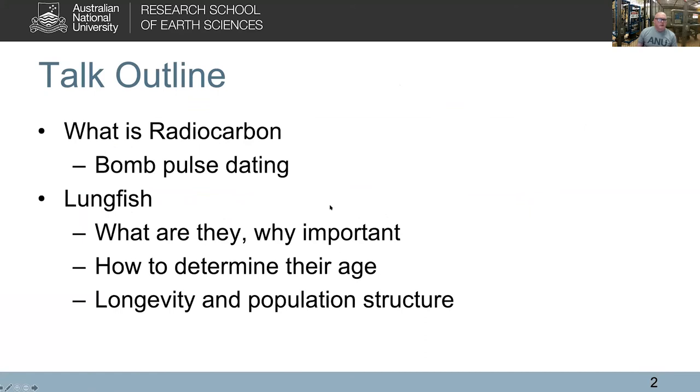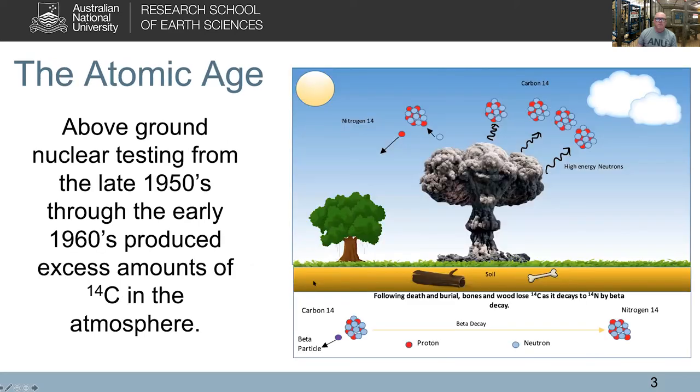So we'll start off, I'm going to just quickly talk about bomb pulse dating, which is an additional part of radiocarbon dating, and then a bit about lungfish and why we're interested in knowing how old they are and how long they live. So Rachel gave us a nice explanation on how carbon-14 is produced in the upper atmosphere. They have these cosmic rays coming in, hitting the nitrogen.